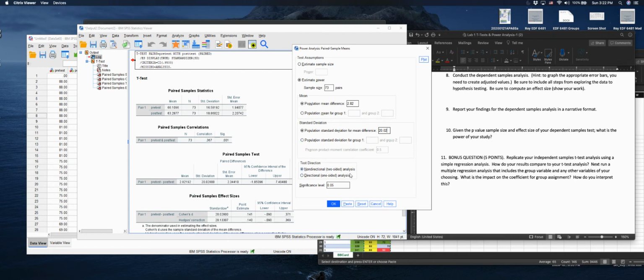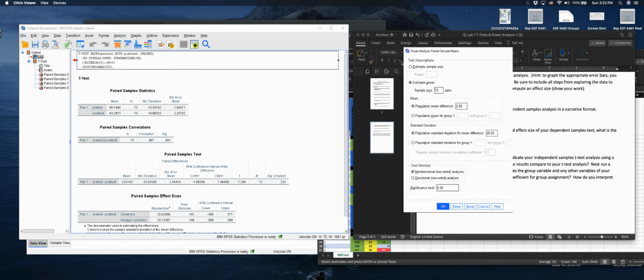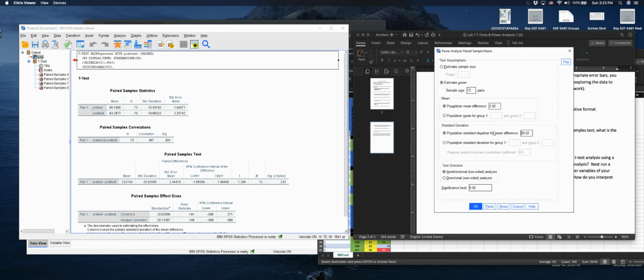I am doing a non-directional two-sided analysis, and I have a significance level of 0.05 down here at the box. But the question tells me, given the p-value. So I'm going to put in the p-value that I received, which was, where is it? Hang on one second. Okay, there we go. The p-value that I received back was a 0.233. So I'm going to put in my significance level of 0.233. I'm going to click OK.